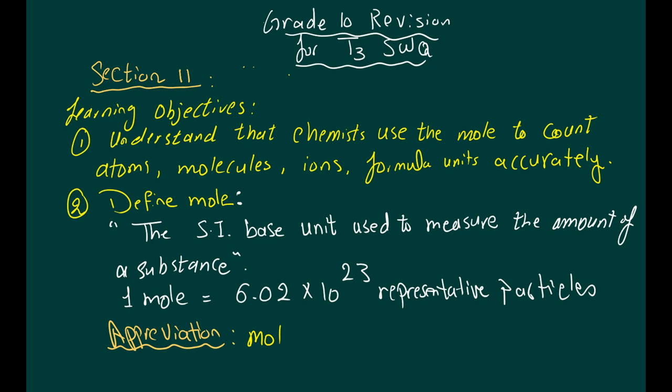In this tutorial, we'll discuss section 11, the learning objectives. First, to understand that chemists use the mole to count atoms, molecules, ions, and formula units accurately. Define mole. The mole is the SI base unit used to measure the amount of substance. 1 mole equals 6.02 times 10 to the power 23 representative particles, and the abbreviation of mole is mol.